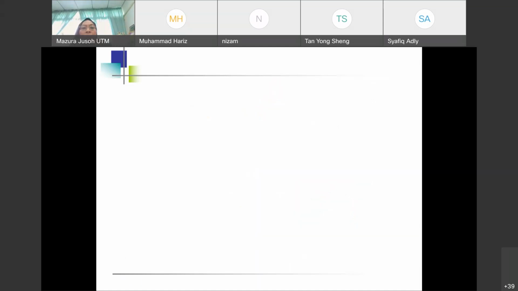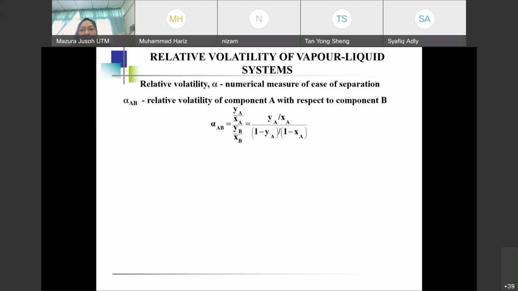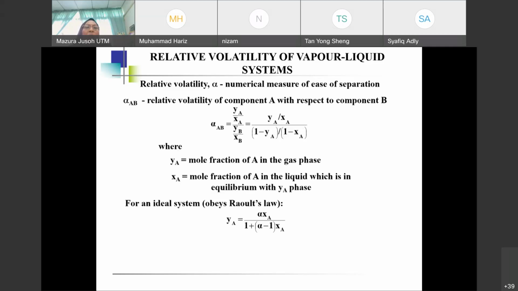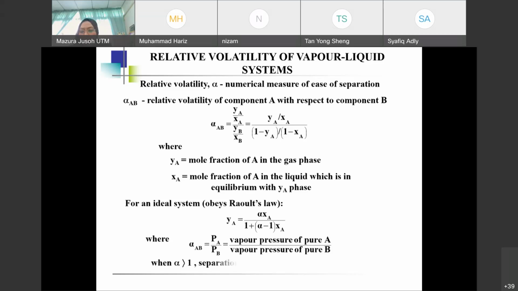Right, so let's see. Before we go into the designing of the tray, now let's see the relative volatility, which is the alpha value. Before you do any designing, you need to know the relative volatility of each of your components. So you want to see how much more volatile your component A is with respect to component B. So you need to do some calculation where YA here is the mole fraction of A in the gas phase, XA is the mole fraction of A in the liquid phase as usual.